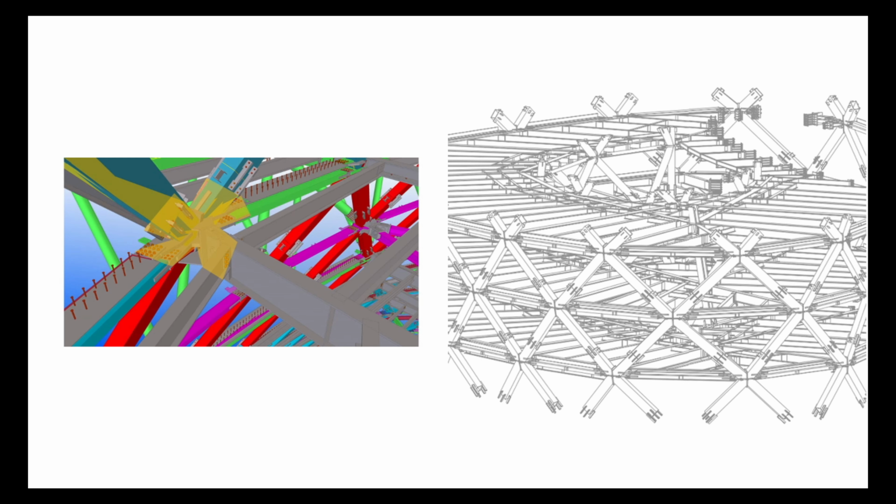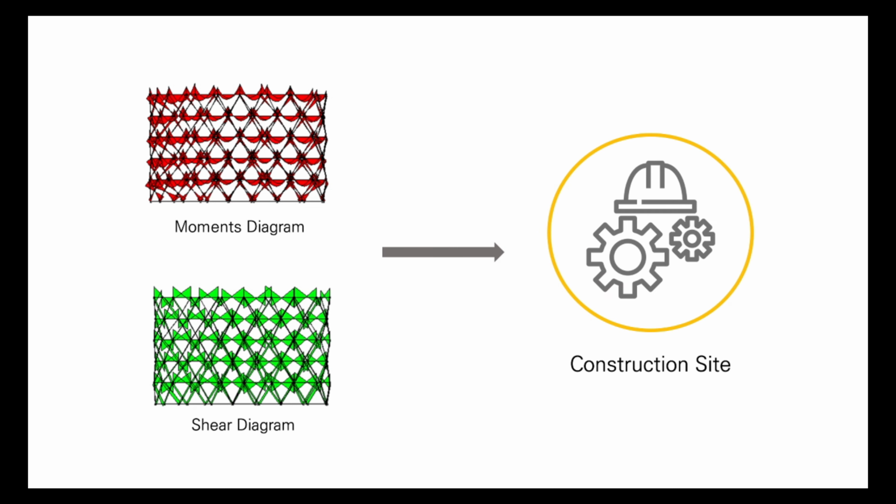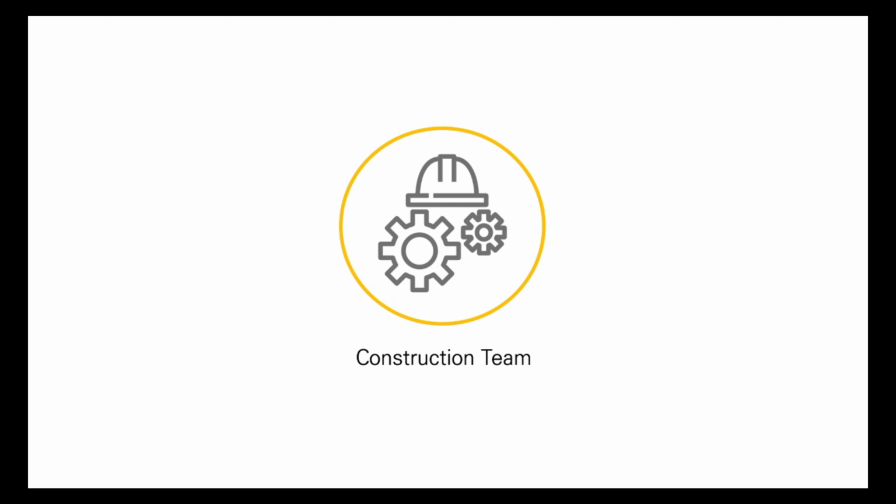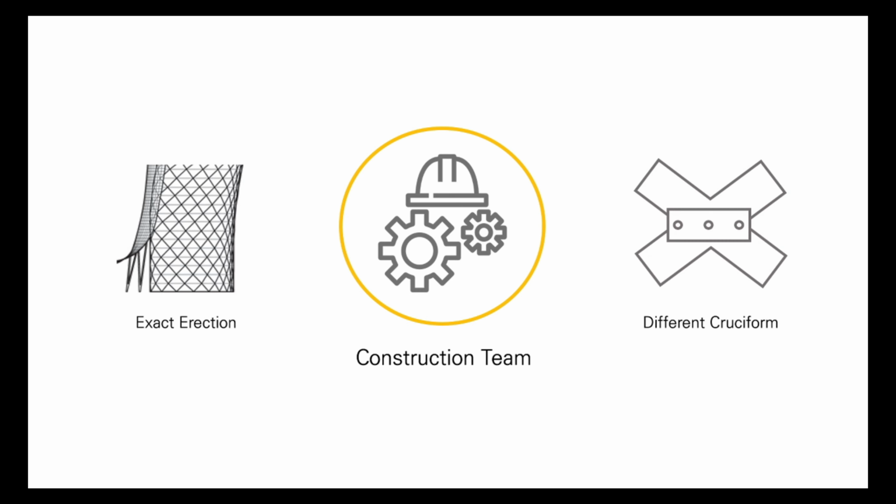All the members had colors that show their usage and position. After they calculated and designed each member, they gave reports to the site that showed the location of the center of gravity and the weight of each individual assembly. These reports helped the rigging team at the site to erect the diagrid assemblies at their exact position, and the steel fabrication team to make different cruciforms.